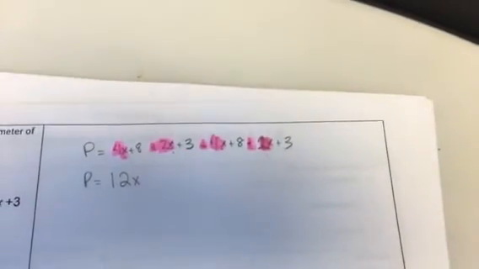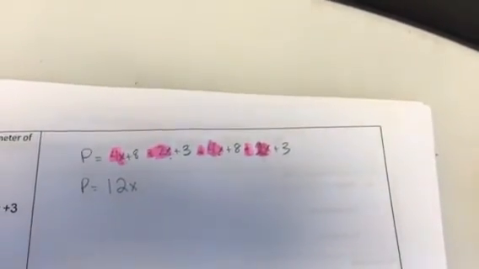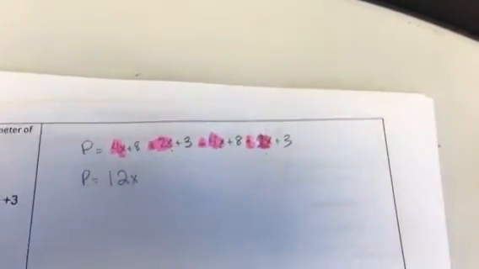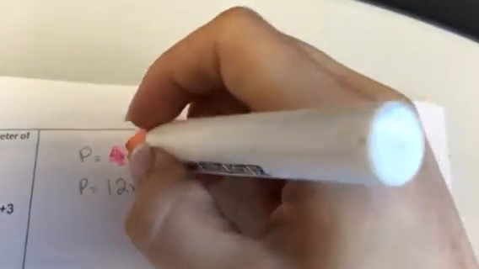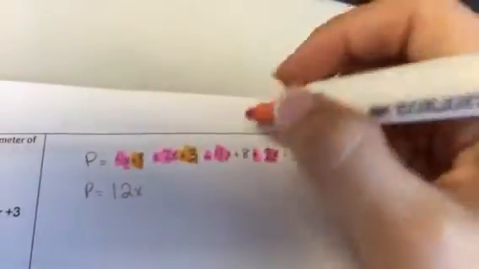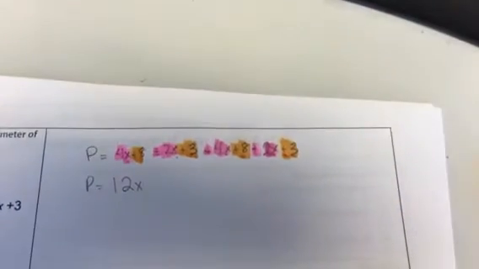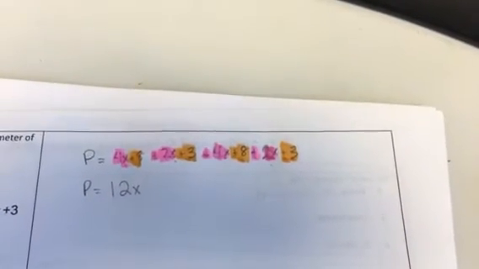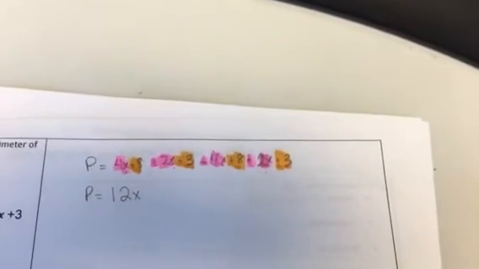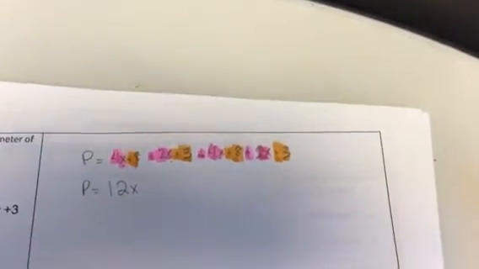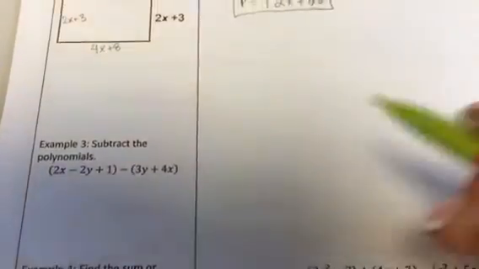Okay, then let's go through and combine all of the constants. We have a plus 8 here, plus 3 here, plus 8, plus 3. Well, 3 plus 3 is 6, and 8 plus 8 is 16, so we end up with 16 plus 6, which is 22. There is our perimeter. Okay. Next example, subtract these.